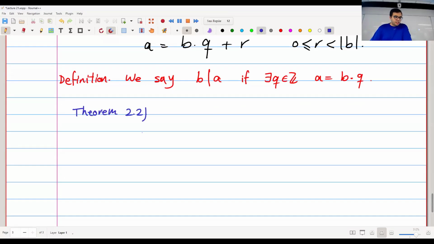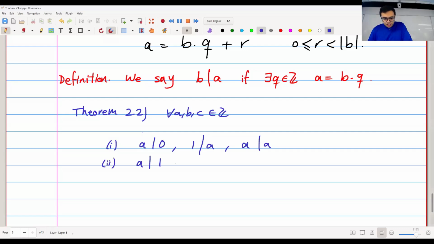So for every integer a, b, c, we have the following. The first thing is a divides 0, right? Because a times 0 is 0. So 0 is a multiple of a, no matter what a is. 1 divides a, because 1 times a is a, right? And a divides a, because a times 1 is a. So very simple.